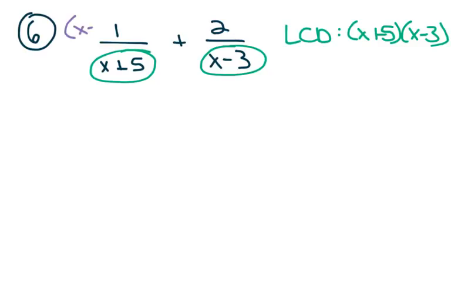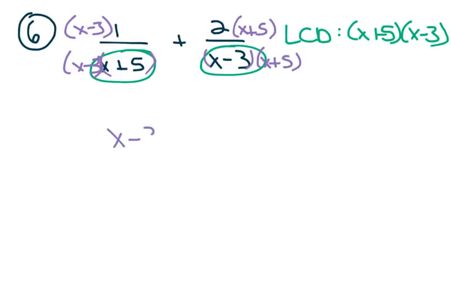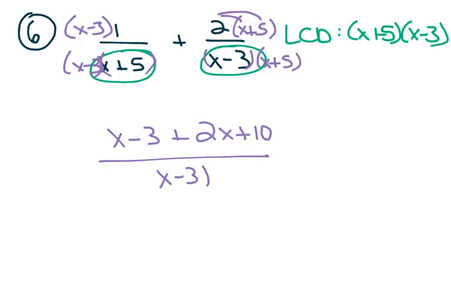That means this first fraction needs an x minus 3 in both the numerator and denominator. And the second fraction needs an x plus 5. So now I'm going to multiply out the numerators because I just made the denominators the same. X minus 3 times 1 is just x minus 3. And then I'm going to add that to 2 times x plus 5, which is 2x plus 10.